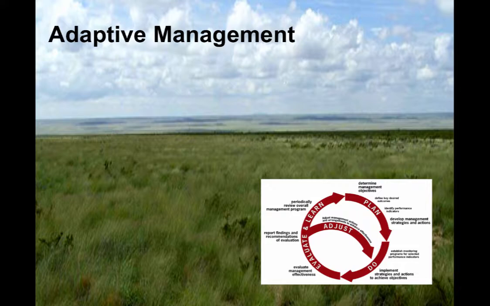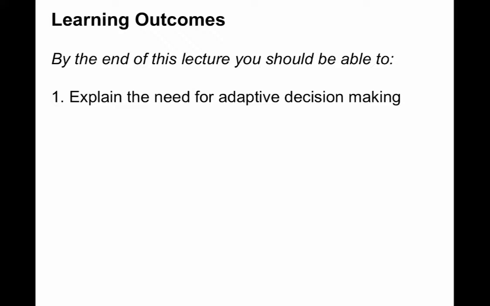Adaptive management can also help us move forward when we may have incomplete knowledge or understanding of the ecosystem we want to restore, a common occurrence in many ecosystem restoration projects. So by the end of this lecture, I hope you will have a better understanding of 5 basic aspects of adaptive management and how these relate to ecosystem restoration.